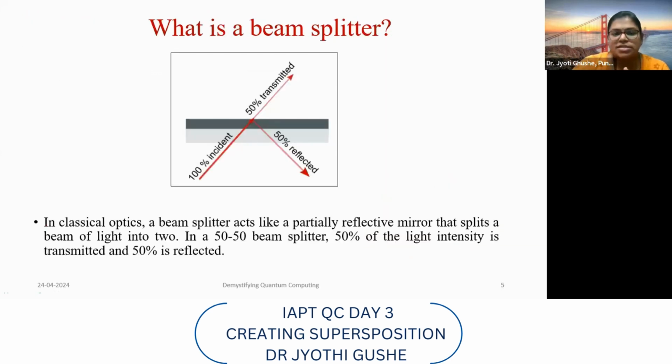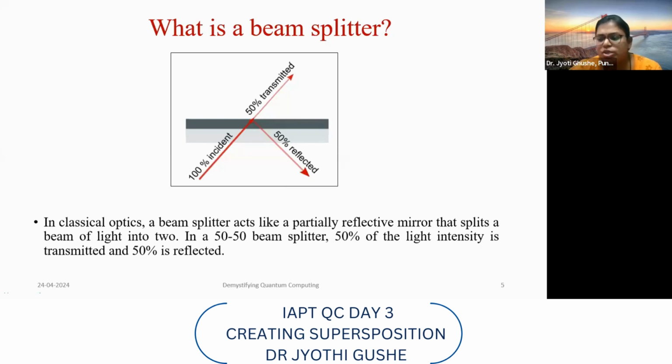So let us now focus on today's topic. What is a beam splitter? In classical optics, a beam splitter acts like a partially reflecting mirror. Suppose this is a mirror, and the light which is incident, with 100% intensity, is partly reflected and partly transmitted. If it is semi-transparent, partly the light will be reflected and partly it will be transmitted through.